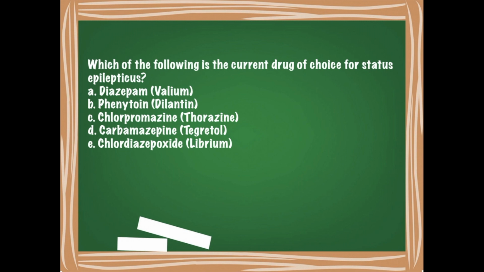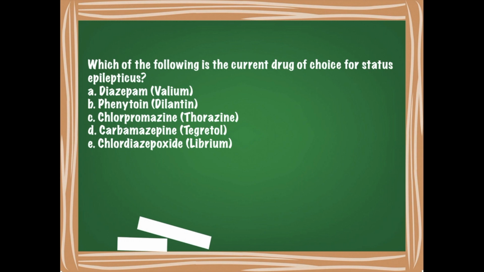Whenever in doubt for selecting the correct answer for a multiple choice question, always play the game of elimination. So let's start with chlordiazepoxide. Now, this is a sedative and a hypnotic, so that's eliminated. Then we have carbamazepine, which is an anticonvulsant, but not the drug of choice. We have chlorpromazine, which is an antipsychotic.